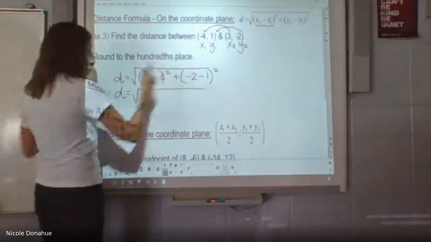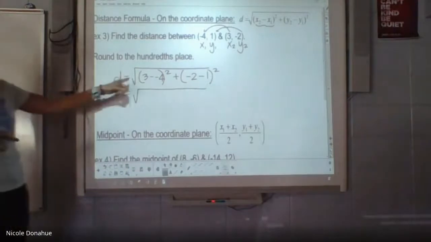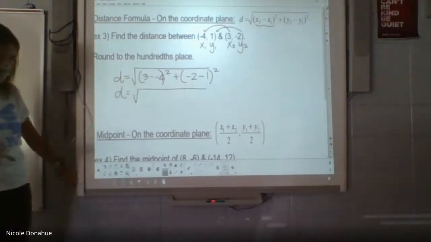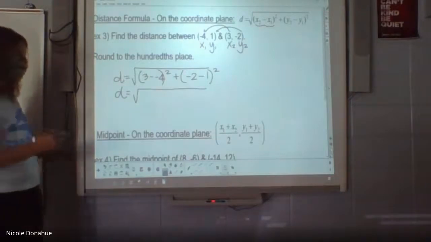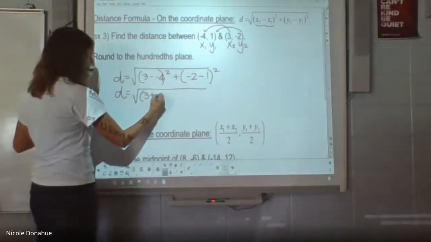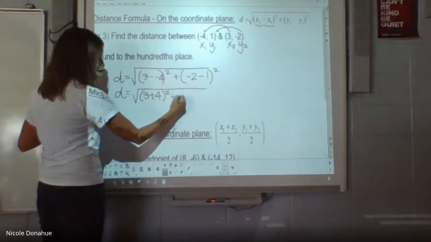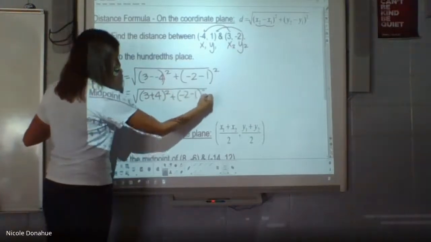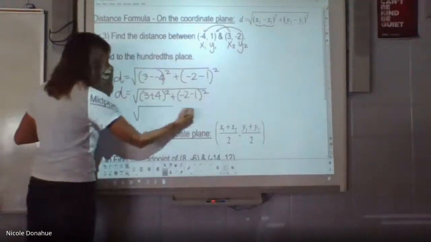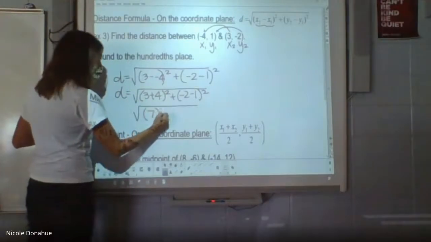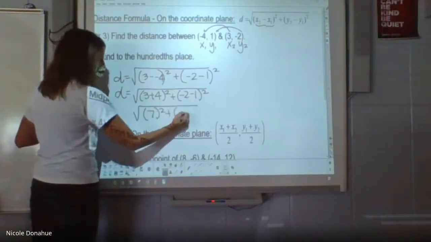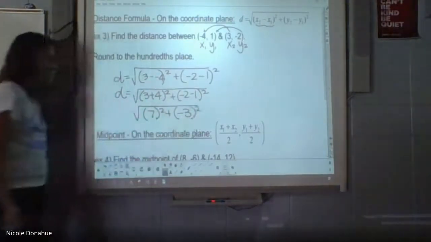So again, I have to do the parentheses first. So 3 minus a -4 really just becomes 3 plus 4. And you might have just done that and called it 7. So this is going to be 7 squared plus -3 squared, -2 minus 1.